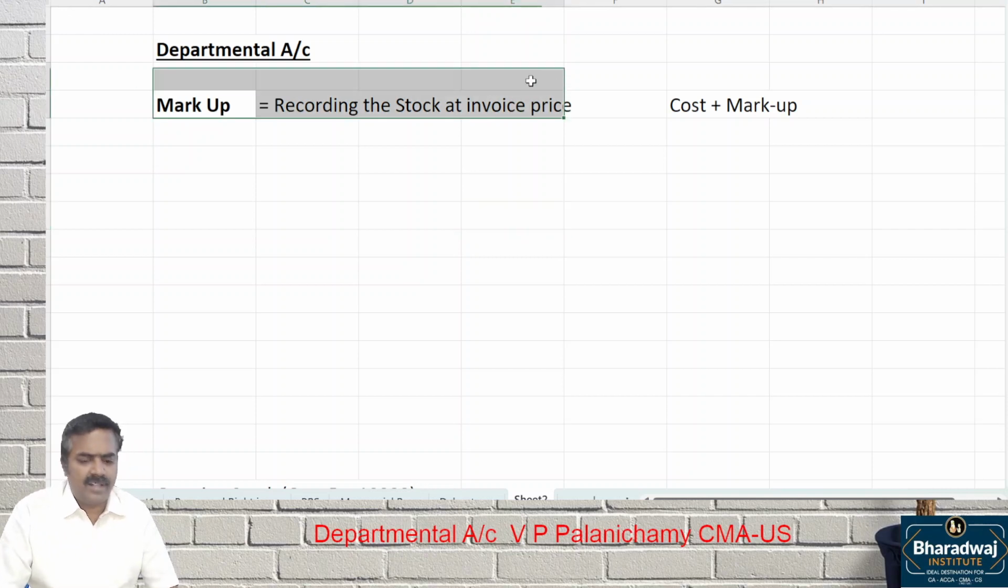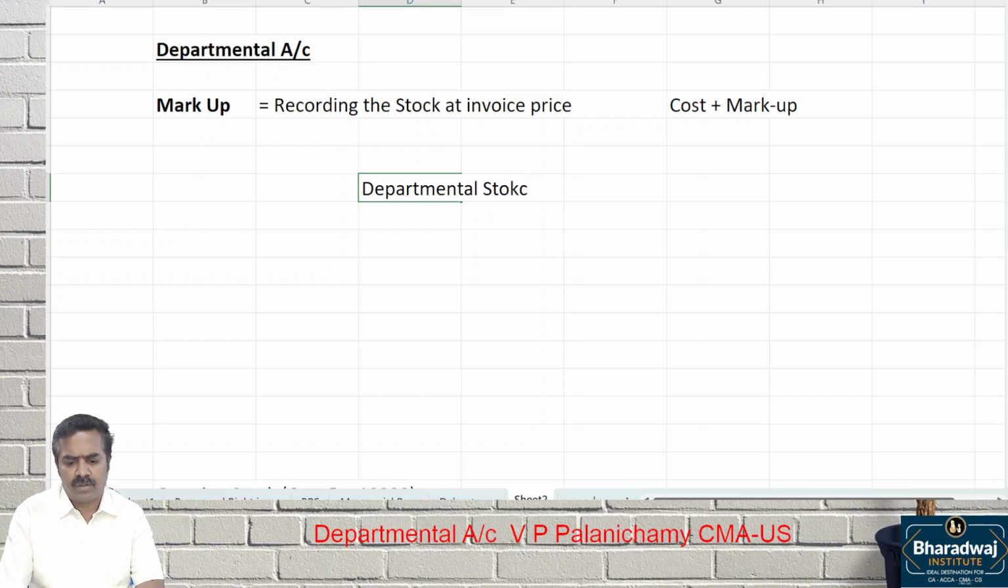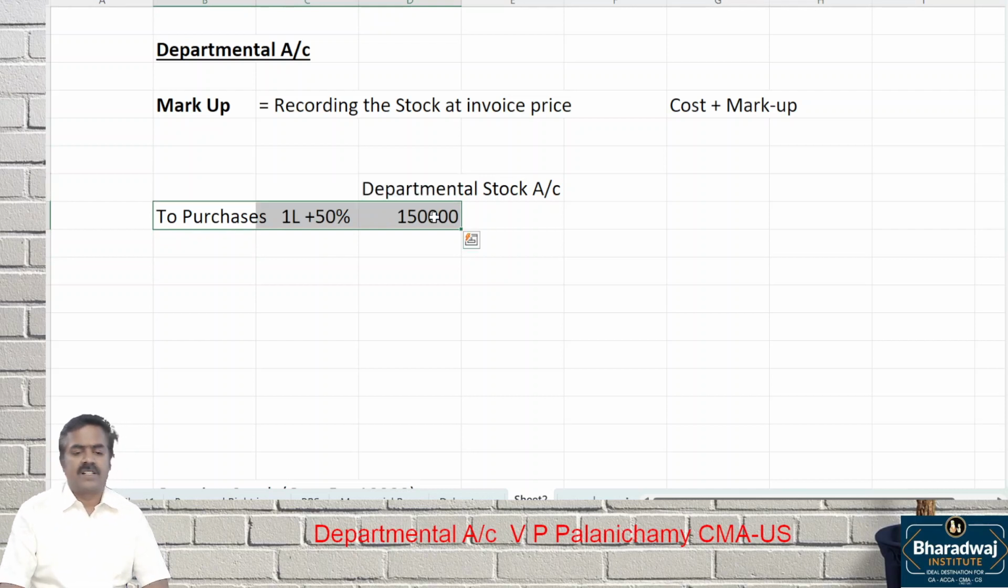Why are they recording the stock at invoice price? For example, in the departmental stock account, when you are purchasing goods for 1 lakh, probably they will mark up with a profit of 50% on cost, and record at 1,50,000. What do they record? The stock itself at invoice price.